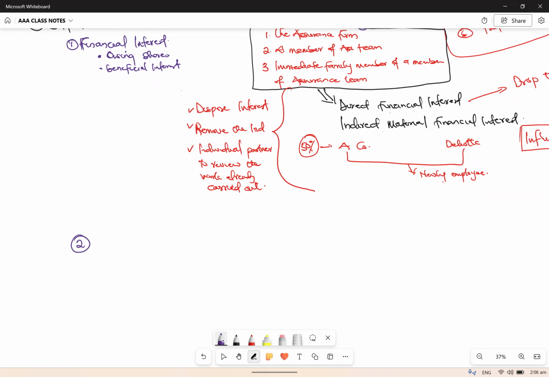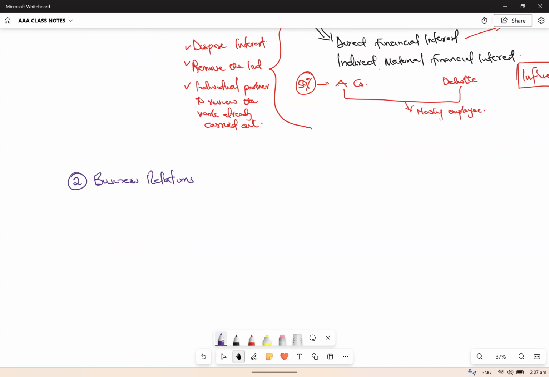Number 2 is business relations. Now, we are looking at a situation whereby the audit partner or the audit firm has some form of business relations with the client. Let me make it more specific. Let's say Deloitte is auditing Kingdom Bookshop.